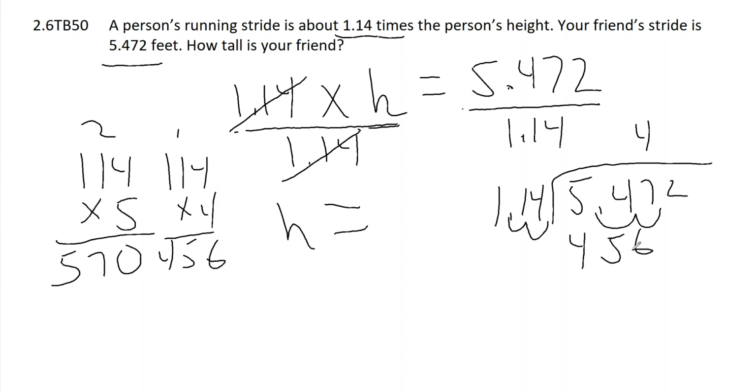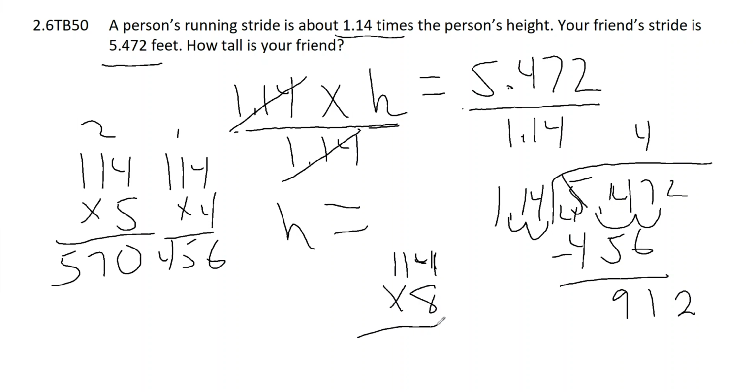We have 456 when we divide. Let's subtract and then bring down the 2. Now, how many 114s are there in 912? So, let's guess first 8, because that sounds right, especially since 4 times 8 ends in a 2. 4 times 8 is 32. 1 times 8 is 8, 9, 10, 11. And 1 times 8 is 8 plus 1 is 9.